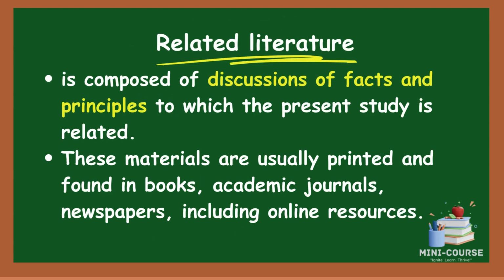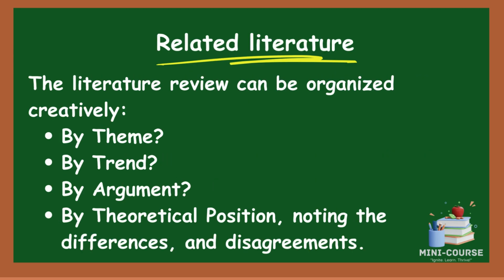Related literature is composed of discussions of facts and principles to which the present study is related. These materials are usually printed and found in books, academic journals, newspapers, including online resources. The literature review can be organized creatively. By theme? By trend? By argument? By theoretical position, noting the differences and disagreements.